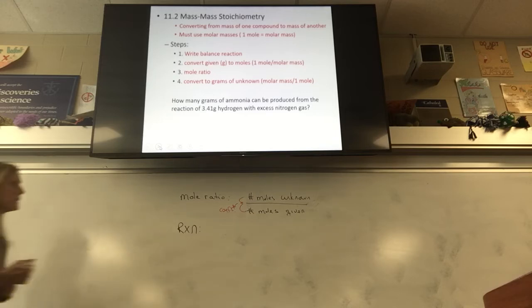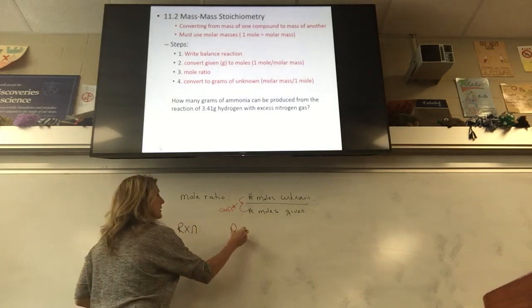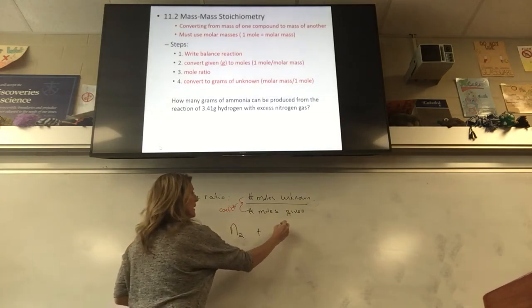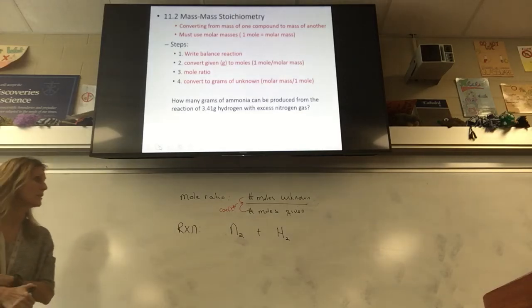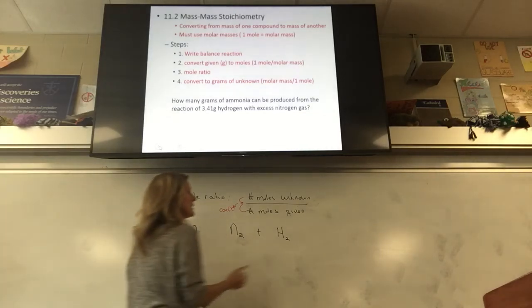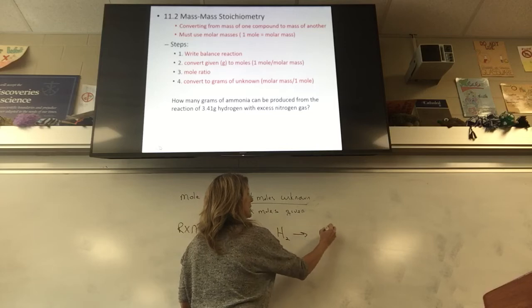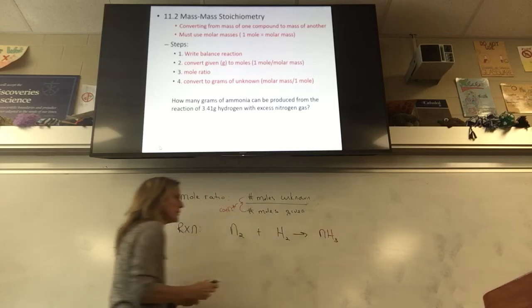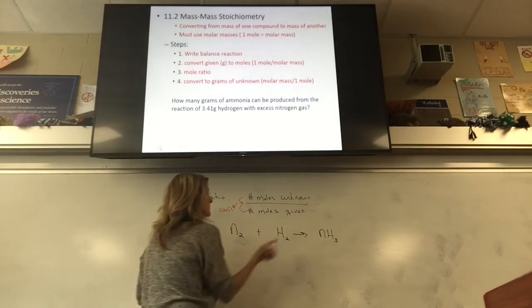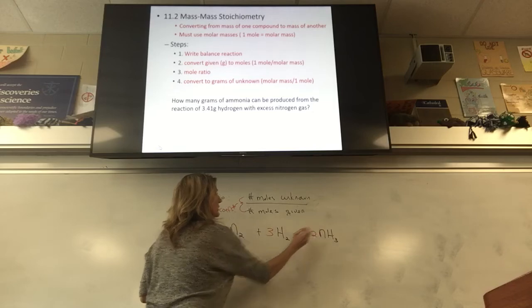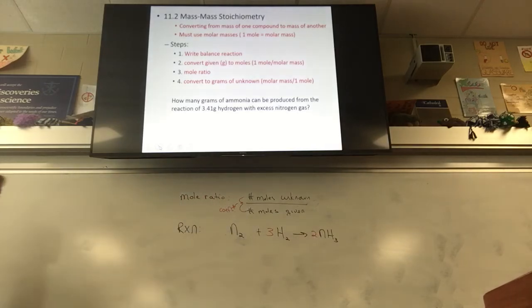So our reactants are nitrogen, which is diatomic, and hydrogen, also diatomic. So don't forget your 7 diatomics. And then it's going to form, again, ammonia is NH3. And then to balance, a 3 and a 2. Okay, so there's our balanced reaction.